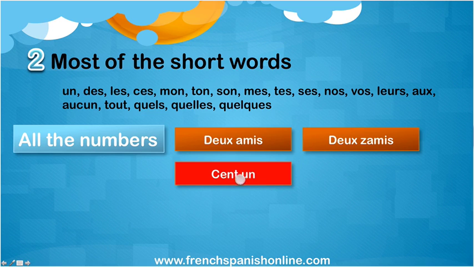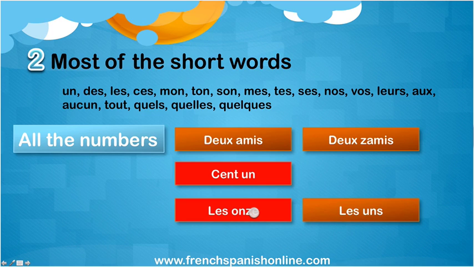There is no liaison between the two words. Also, when you have something before the numbers, there is no connection. Les 11, the 11, for example. Les 8, the 8. And there is an exception with the word un, because un is also the indefinite article in French, and there is a plural here, so you can say les uns with a liaison.